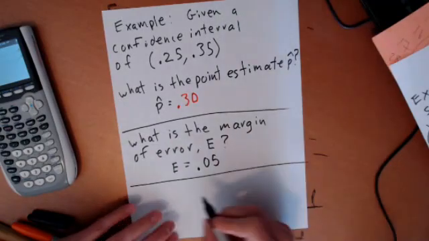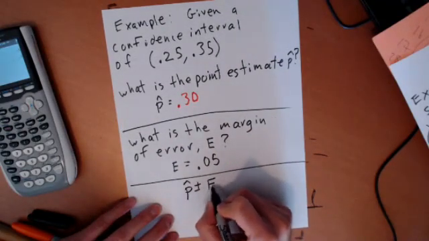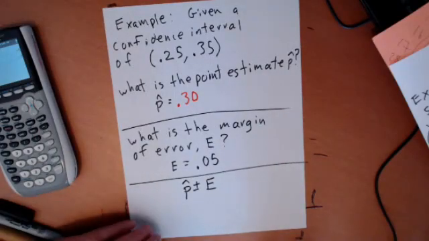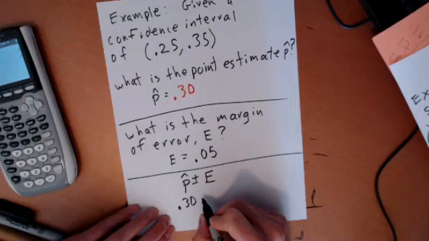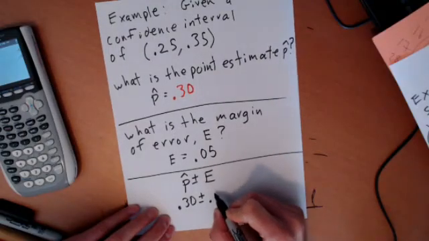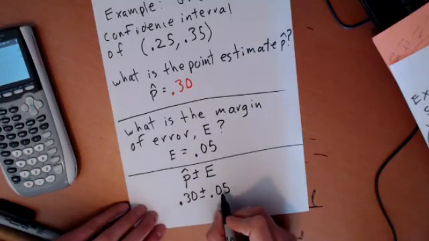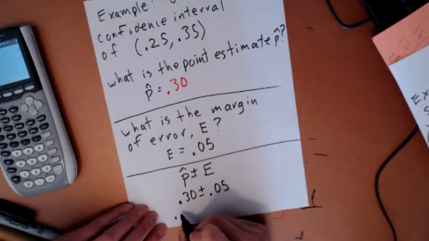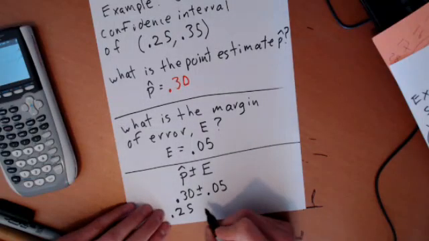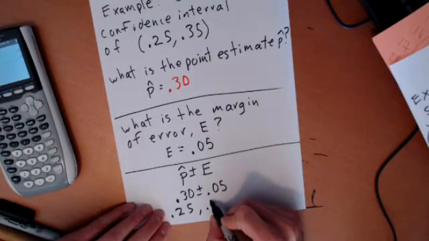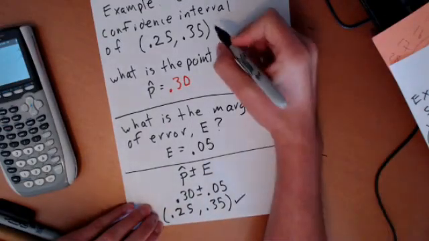So here's a formula. P hat plus or minus E is just our confidence interval. If we were to rewrite this, it's 0.30 plus or minus 0.05. So if you go 0.30 minus 0.05, you get 0.25. If I go 0.30 plus 0.05, I get 0.35. And you see how we get right back where we started from.